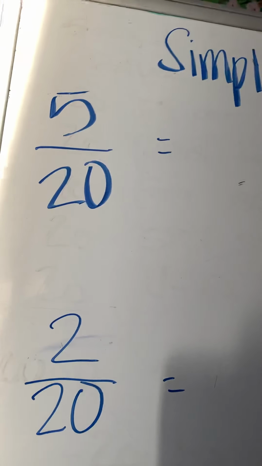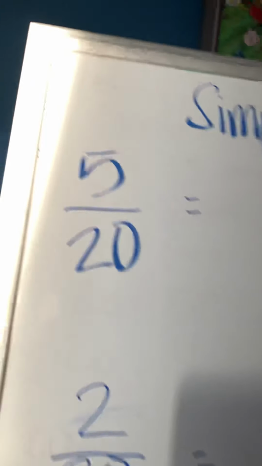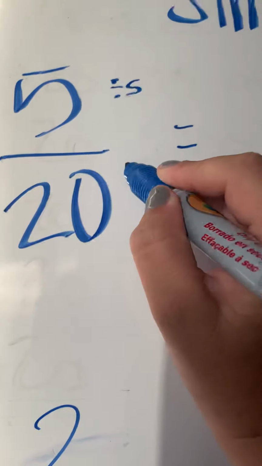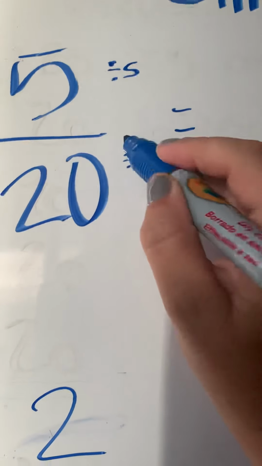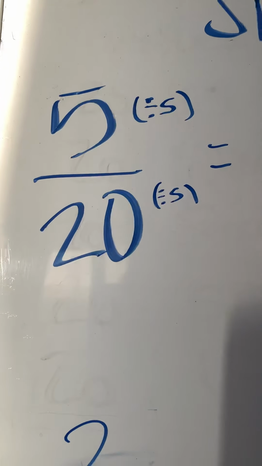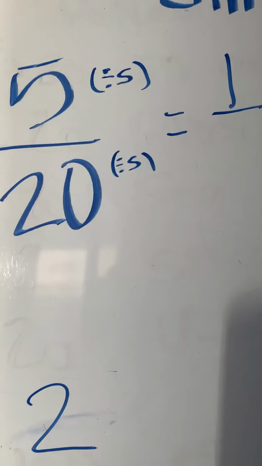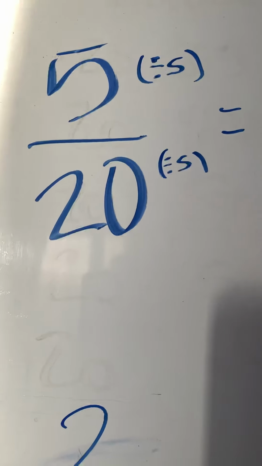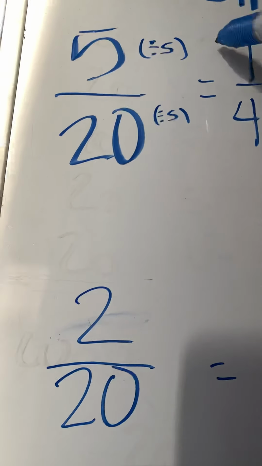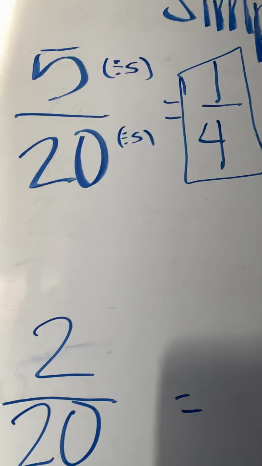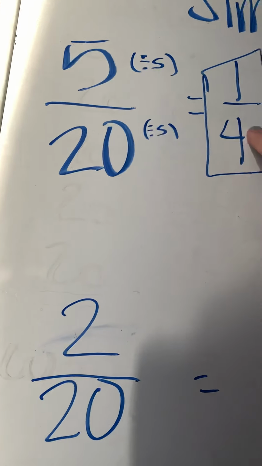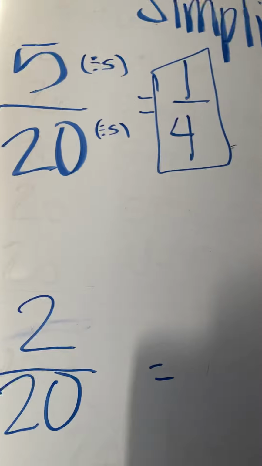One thing that I always tell students, the easiest thing to do is to put to the side, divided by 5, divided by 5. Now I know that 5 goes into 5 one time, and I know 5 goes into 20 4 times. So 5/20ths is reduced to 1/4. That's the same thing, because if I do 5 times 1, it gives me 5, and if I do 5 times 4, it gives me 20.